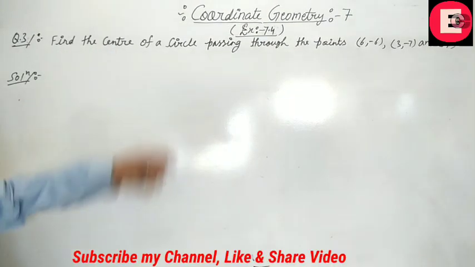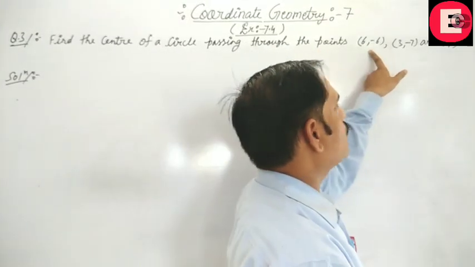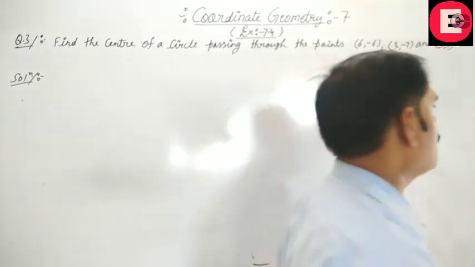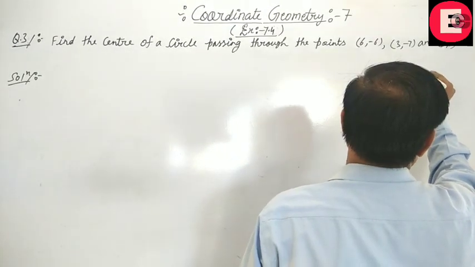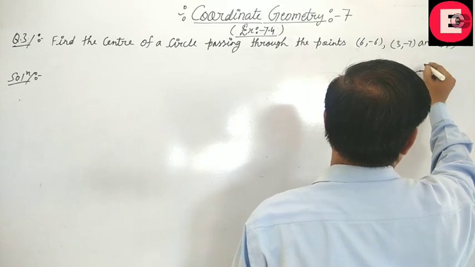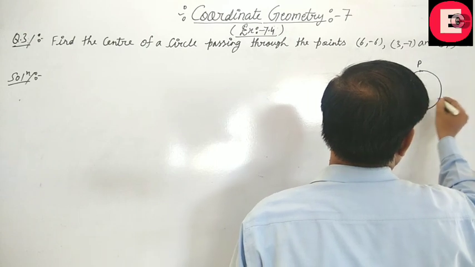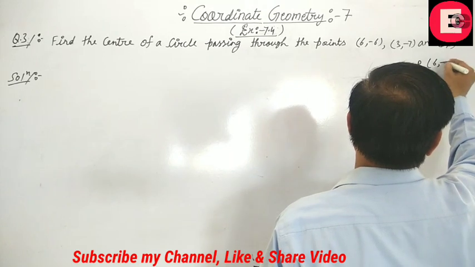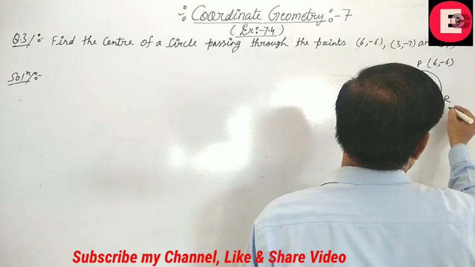So question number 3 is: find the center of a circle passing through the points (6, -6), (3, -7) and (3, 3). Now, draw a circle and let P, Q and R be the 3 points on the circumference of the circle.